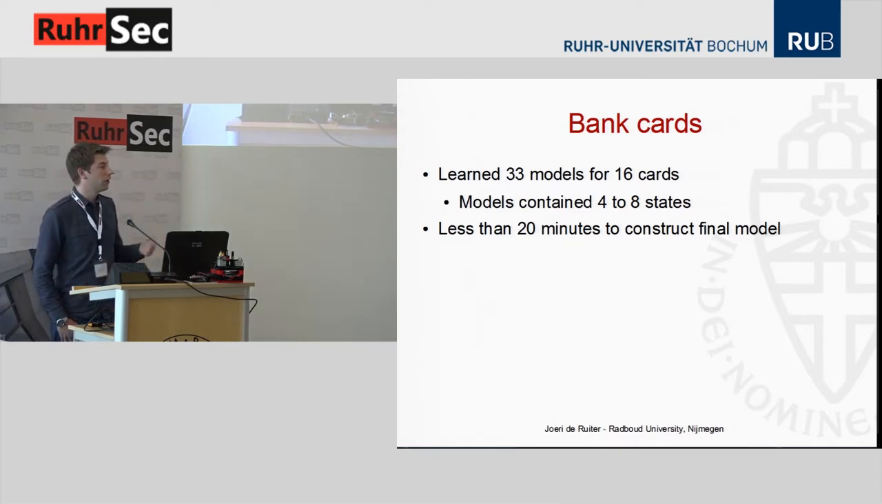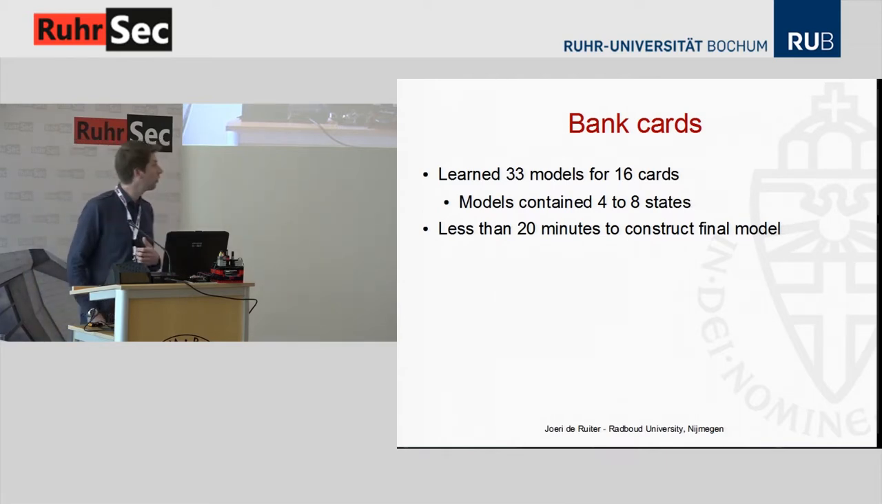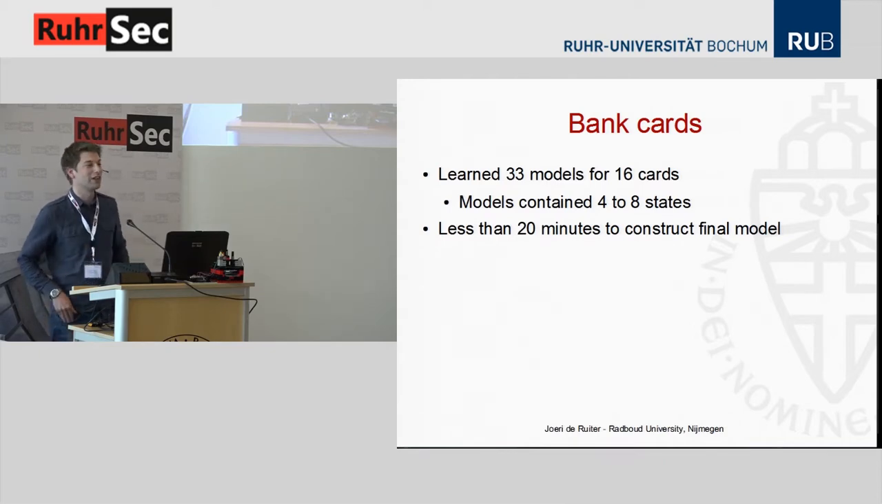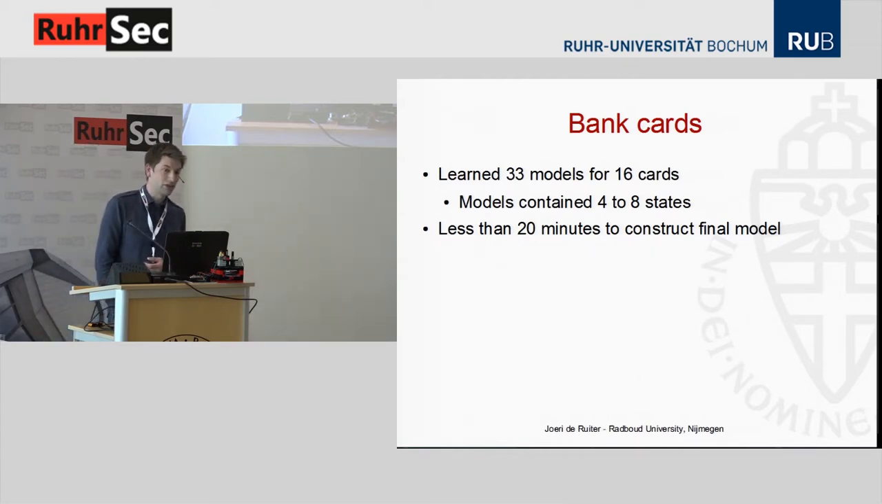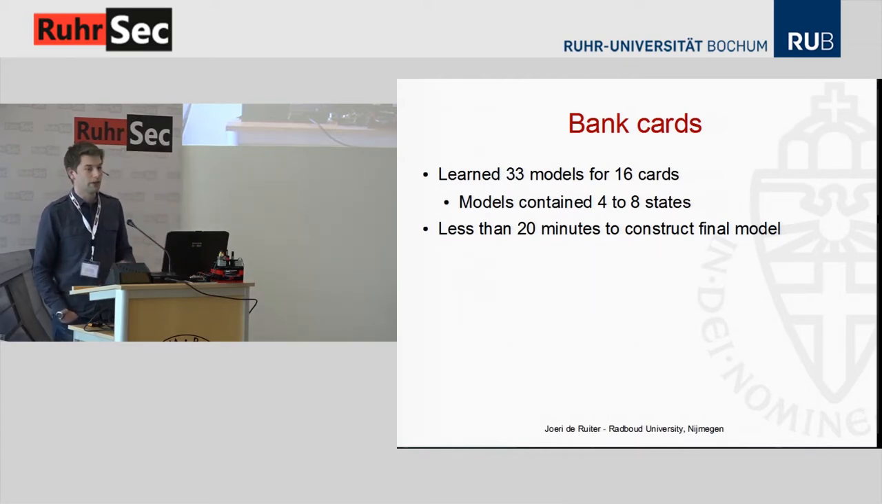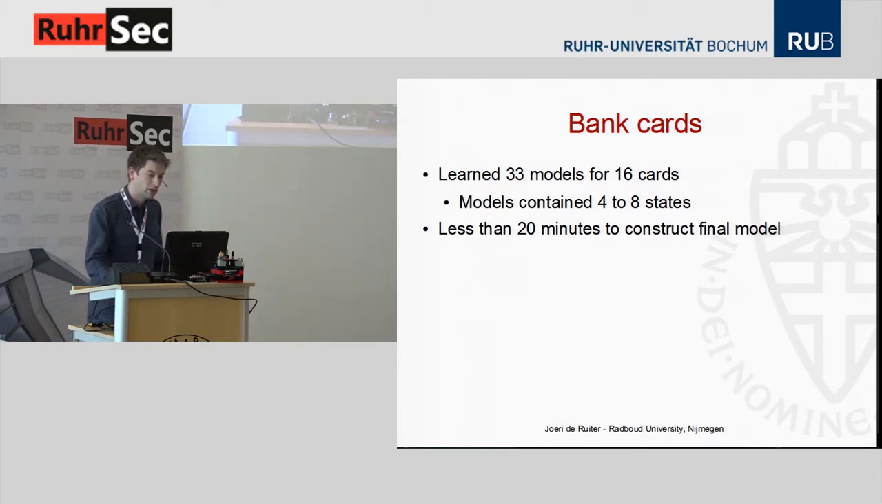So what we did for this research, we went around to colleagues, asked them for their bank cards. We managed to convince about 16 to actually hand over some bank cards. Usually we got old bank cards. People didn't really like us playing with their bank cards that they still wanted to use for groceries in the afternoon, but we could still get some nice results from this. These models contained 4 to 8 different states. Here you can already see that these are quite different. And typically it took us less than 20 minutes to construct a model, or to learn a state machine, from a single card.